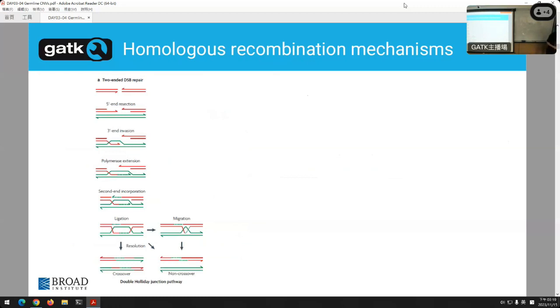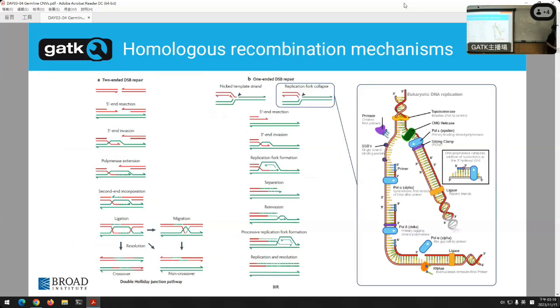I'm not going to go over this entire diagram, but it can occur in two different ways depending on whether you have both sides of the break or not. Basically, if you have a break on one chromosome, it uses the other copy of that same chromosome as a template to fix the sequence that got broken or damaged. So it finds the same spot on the other copy of that chromosome, and it uses it as a template to repair the damage.